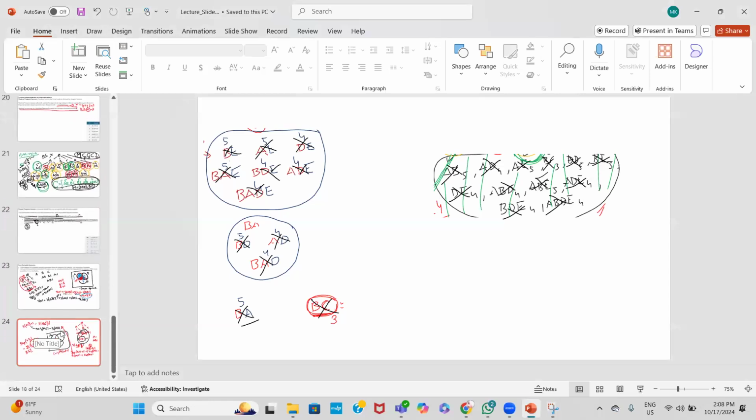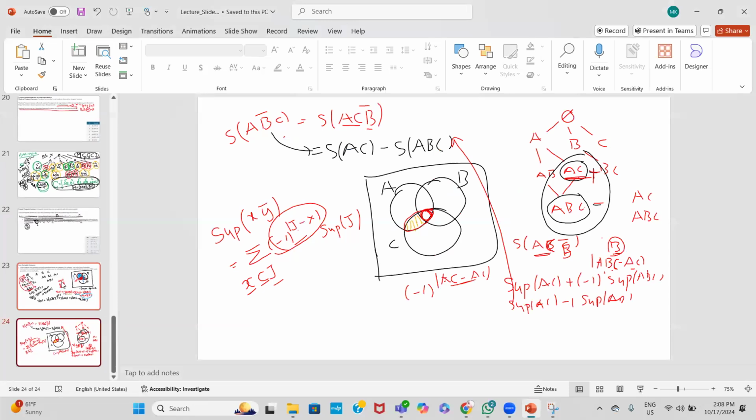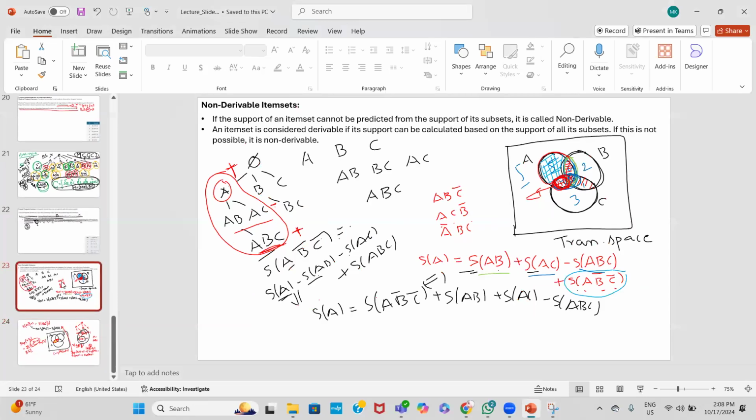And let's go back to understand what non-derivable item sets are. So this is what we are discussing about, right? I'll just give a quick recap of this so that you will get an understanding of it. So what is called a non-derivable item set? Any item set whose support cannot be derived from the supports of its subsets. Okay, such item sets are called non-derivable item sets.